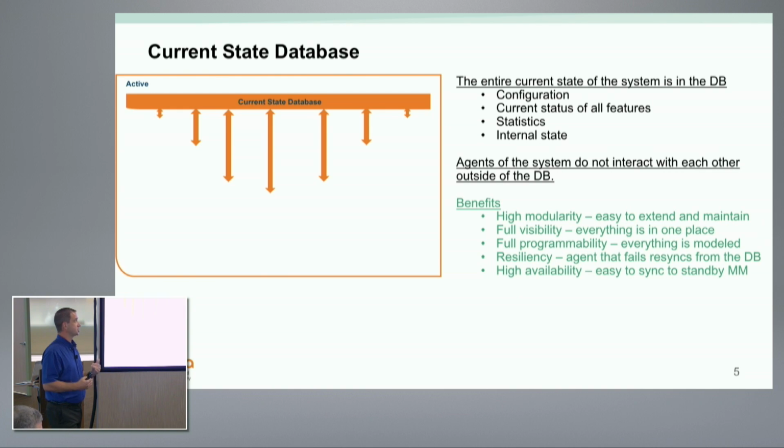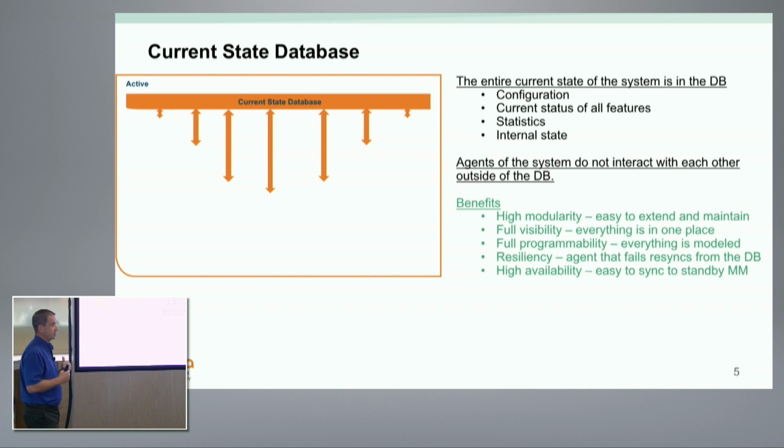And this also includes internal state, which gives us some strong resiliency features. If any given daemon fails or crashes, it comes right back up, reads its state back from the database, and continues on as if nothing ever happened in the environment. Again, to reiterate the point, agents do not interact with each other outside of the database. They are expressing their desired state and their intention into the database, and other daemons will react to that.